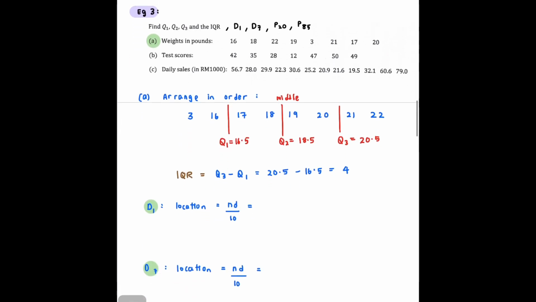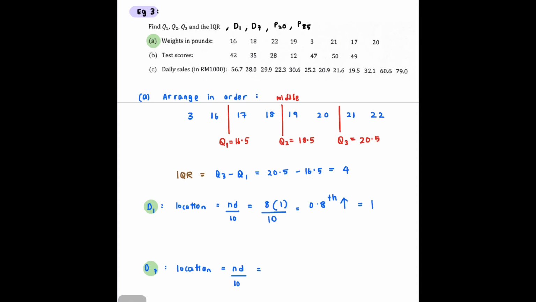So this is the formula just now, which is ND over by 10. So in this case, your N will be total number of data, which is 8. D will be what? D is, question asks to find D1. So your D will be 1 divided by 10. So 8 times 1 divided by 10 is 0.8. This is the location. So if location, just write the th, meaning that the location or the position only. So if you have decimal number, rounding up to the next whole number, which is 1.